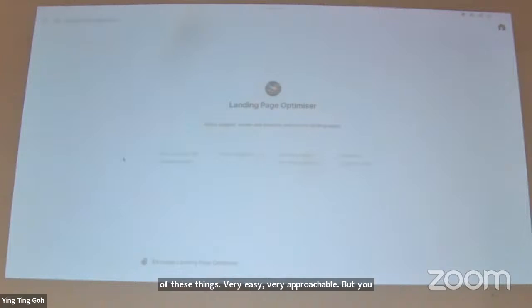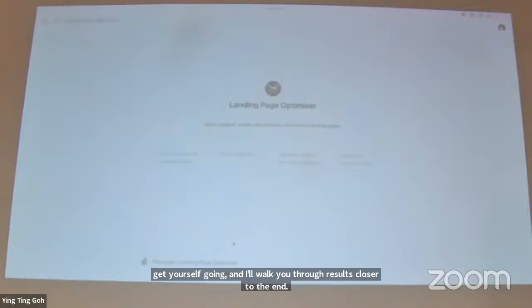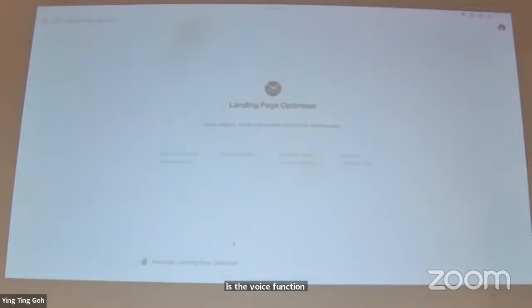But also, if you're using a paid version of ChatGPT, I think there are lots of these on the marketplace that you can use to get you going. But at the same time, you can use any generic ChatGPT to get yourself going, and I'll walk you through how to prompt it for results closer to the end. So here, I'm going to use the voice function, and then it will load here, and I will refresh, okay? So I will try to talk to ChatGPT.